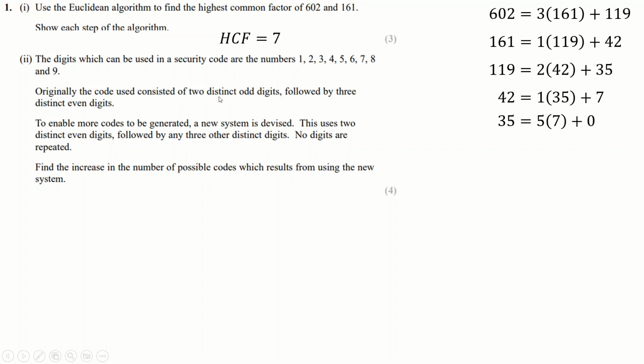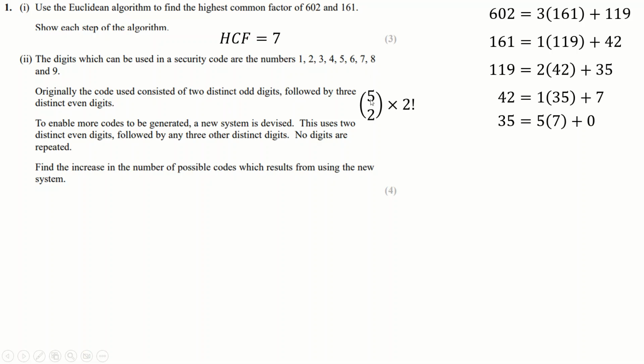The digits can be used in a security code. Initially, the code is 2 distinct odd digits. Now there are 1, 2, 3, 4, 5 odd digits. I initially didn't even see this 9 thing there and got the question wrong, but there are 5 odd digits. I just did it by saying, okay, we'll do 5 choose 2, and then you can arrange those 2 that you've chosen in 2 different ways.